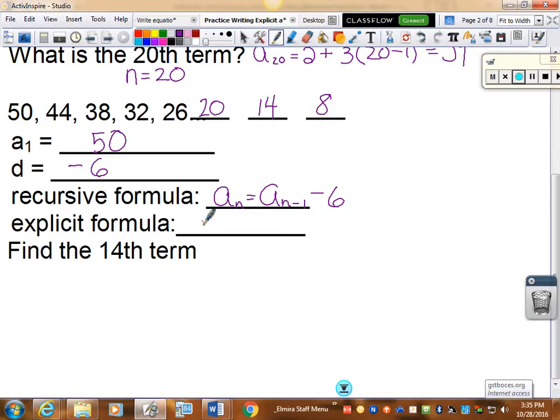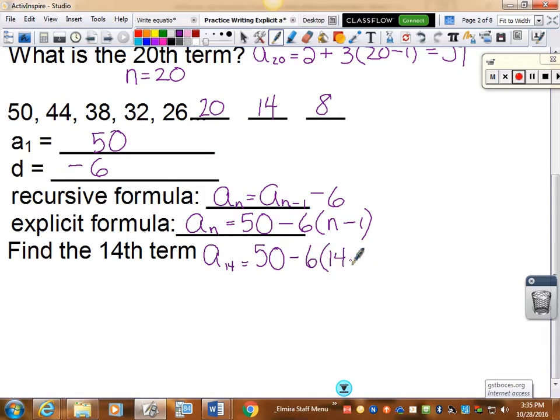So the explicit formula, remember, is if I want to know a term, I need to know the number I started on. So 50 plus, my d is minus 6, so it's minus 6, parenthesis n minus 1. That would be my explicit formula. I could use that formula to find any term I want. This is saying find the 14th term. So a sub 14 equals 50 minus 6 parenthesis. And again, make yourself write it out. Don't do the 14 minus 1 in your head. It'll reinforce the formula.